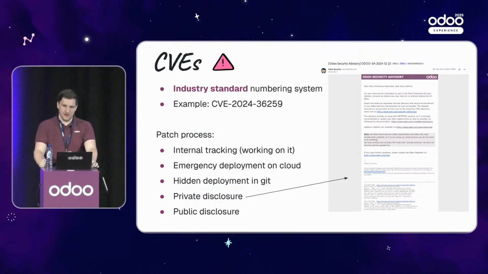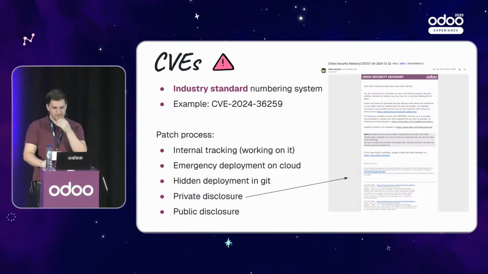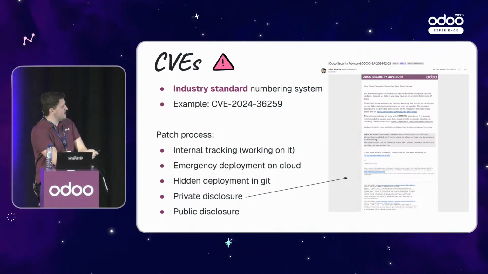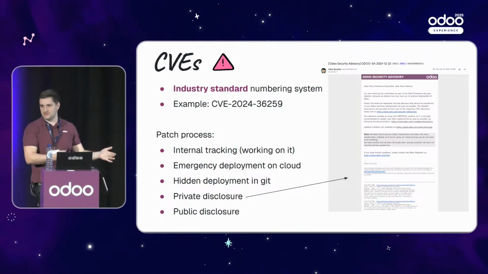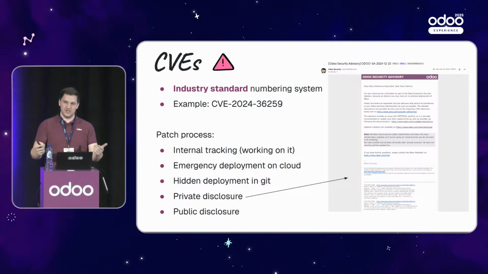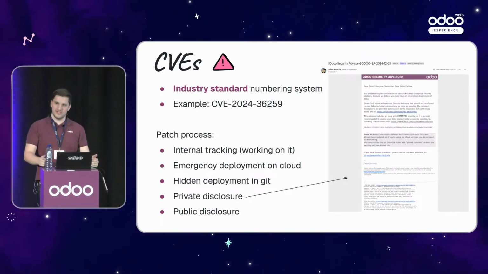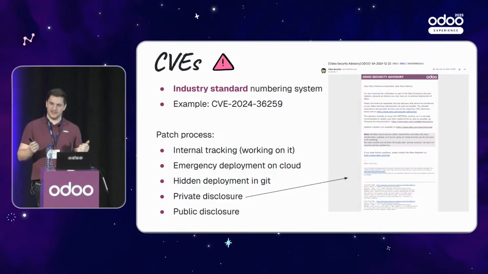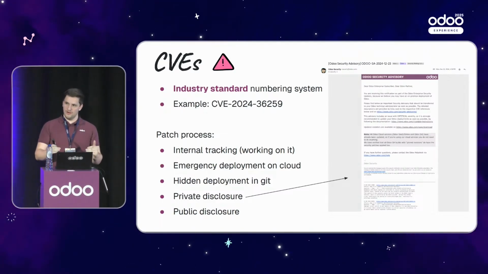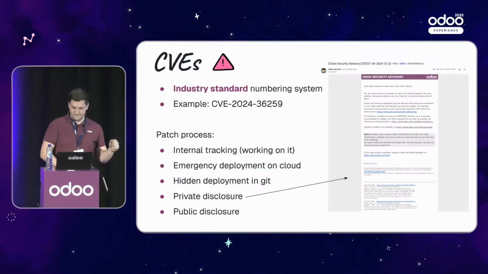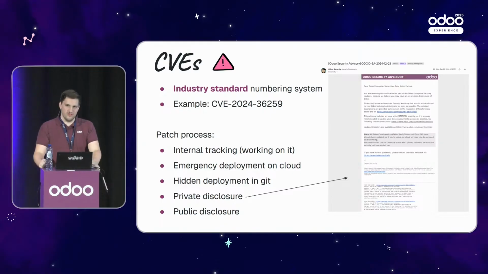CVEs are an industry standard numbering system for keeping track of vulnerabilities. An example of this is CVE, then the date, and then a number after that, because there are a lot of vulnerabilities that get released in the wild. So it's not associated with Odoo. You can go to cve.org and find a lot of CVE numbers. Whenever we find a vulnerability, we will publish a CVE number and send this to all of our partners with an email like this.